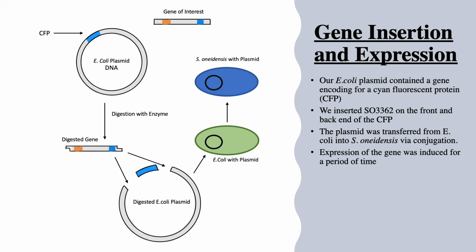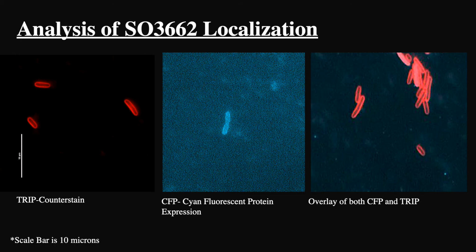The plasmid was cut on the front and back end of the cyan fluorescent protein, and the gene was inserted at restriction enzyme sites on both sides. The plasmid was then transferred from E. coli into Shewanella via conjugation. We then induced expression of the gene for different periods of time. After we induced gene expression, we were then able to use microscopy techniques to try and visualize protein localization.